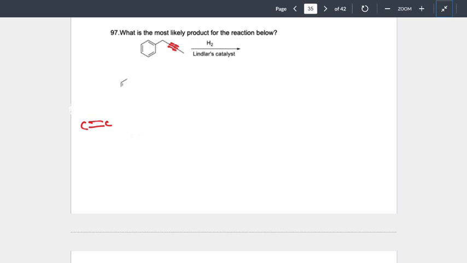Cool. What do I want to react the alkyne with? As a hint, it's in the question.